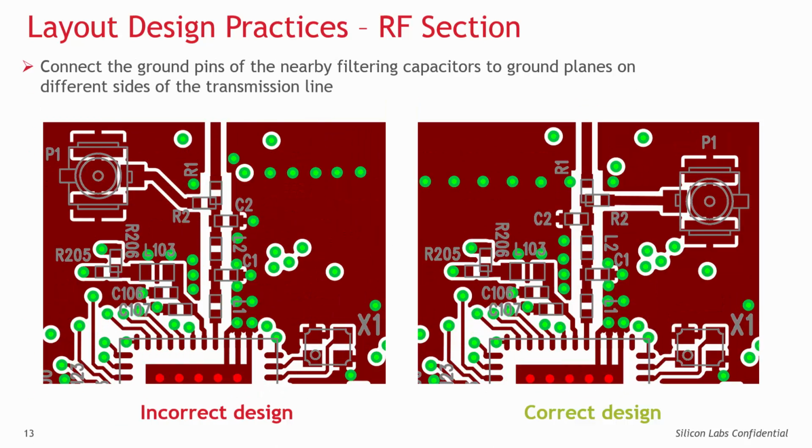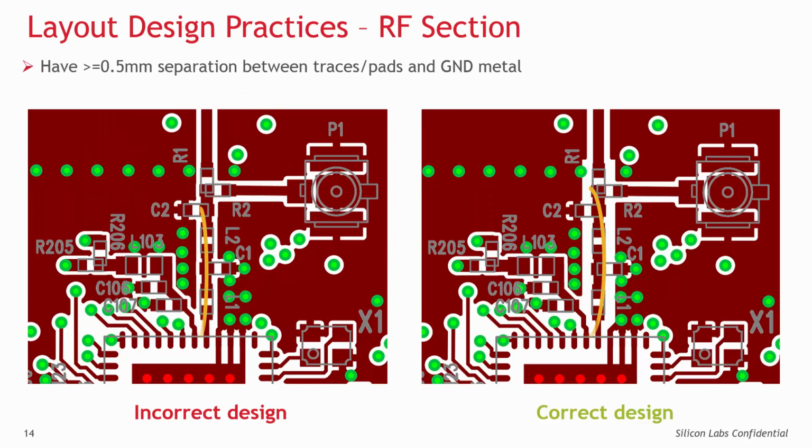Coupling through the ground can occur between the nearby filtering capacitors, especially at high harmonics, which can decrease the effectiveness of the low-pass filtering and can cause higher harmonics that can be observed both conducted and radiated. To avoid the possible high harmonic levels, it is recommended to connect the nearby filtering capacitors to the ground planes on different sides of the transmission line. Use at least 0.5 mm separation between traces or pads and the adjacent GND pours in the area of the matching network.